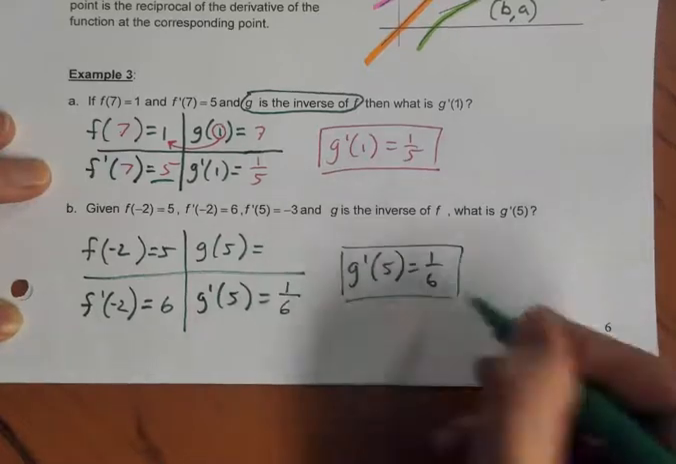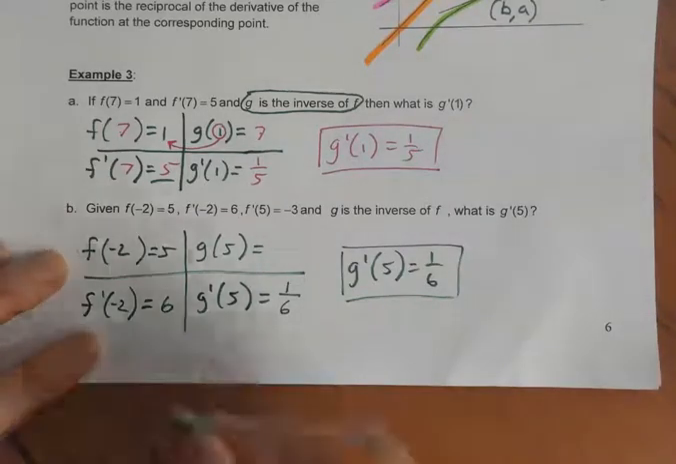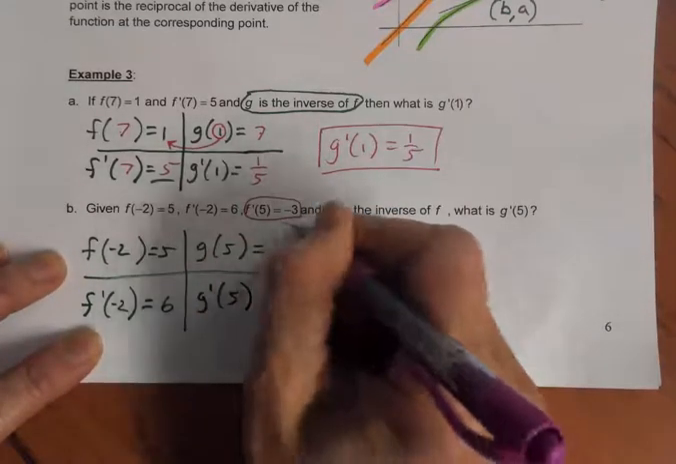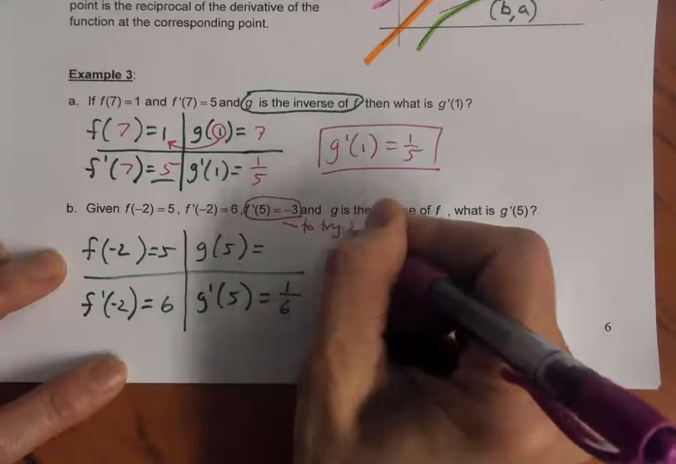Now, there is one piece of information that's trying to throw you guys off, which is this right here. This right here is to try to trick you.